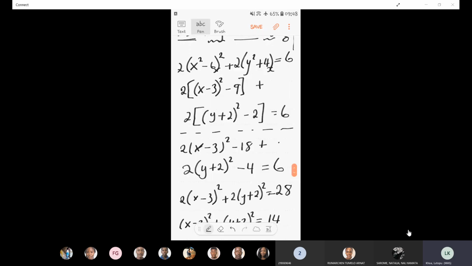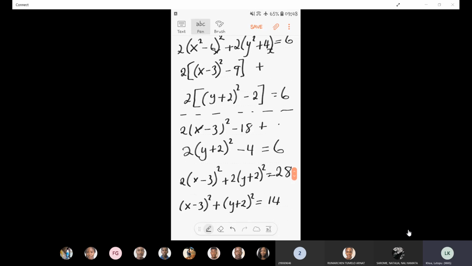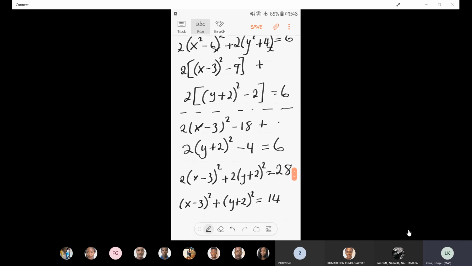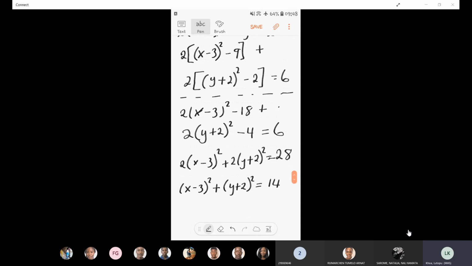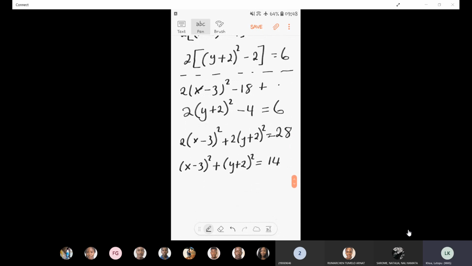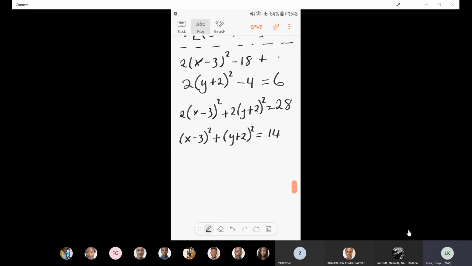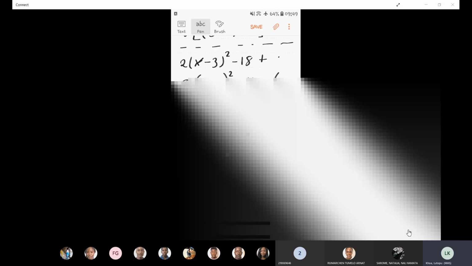And then multiply out the brackets. That looks fine. Minus 4, and that is 22. I am getting 28. Okay, my calculations seem fine, but that is different from what is in the book. x minus 3, y plus 2, and 6.